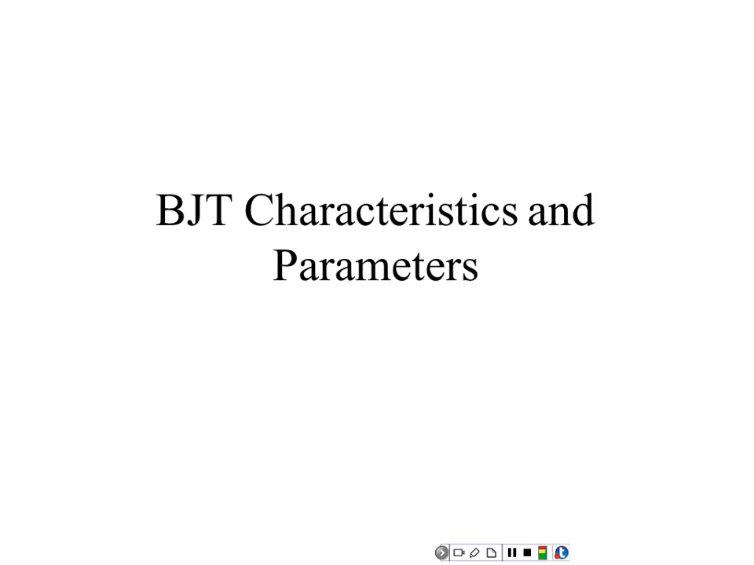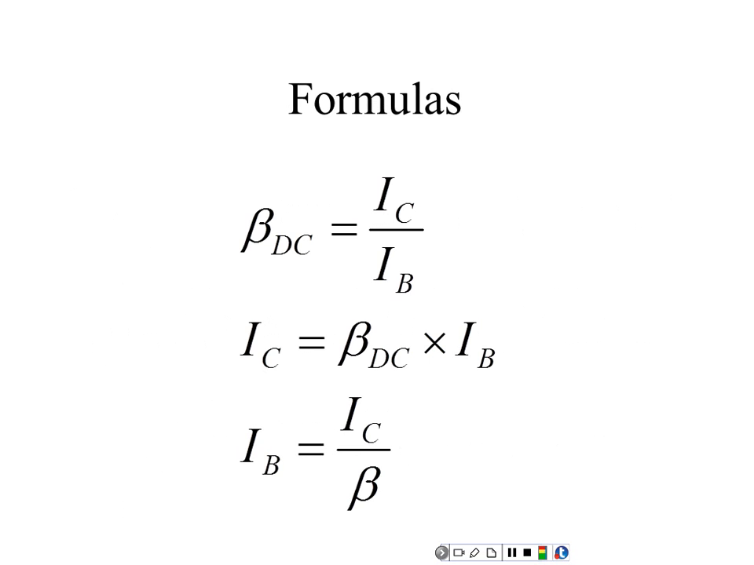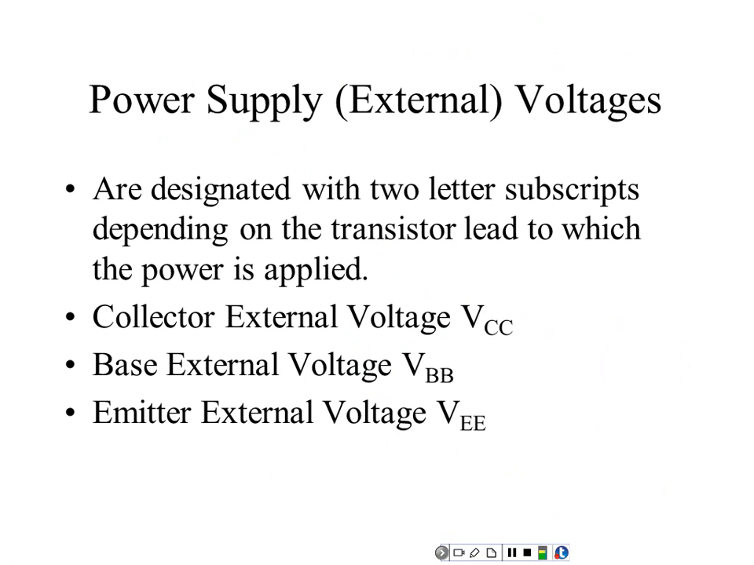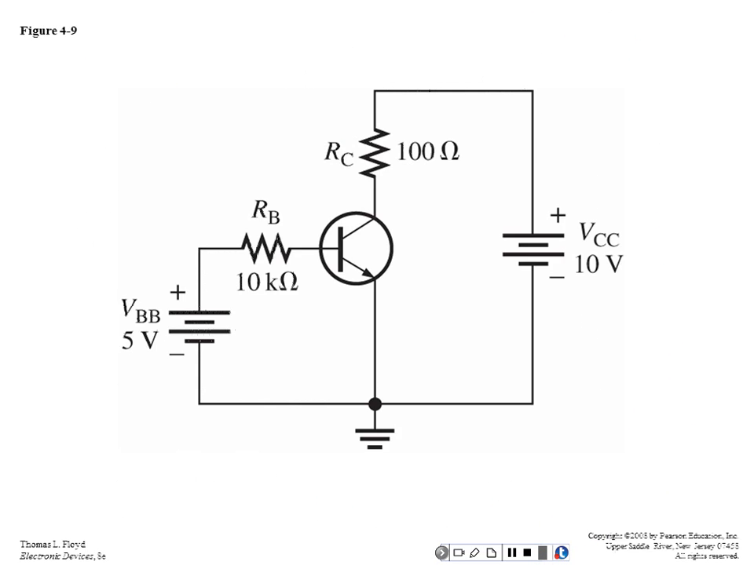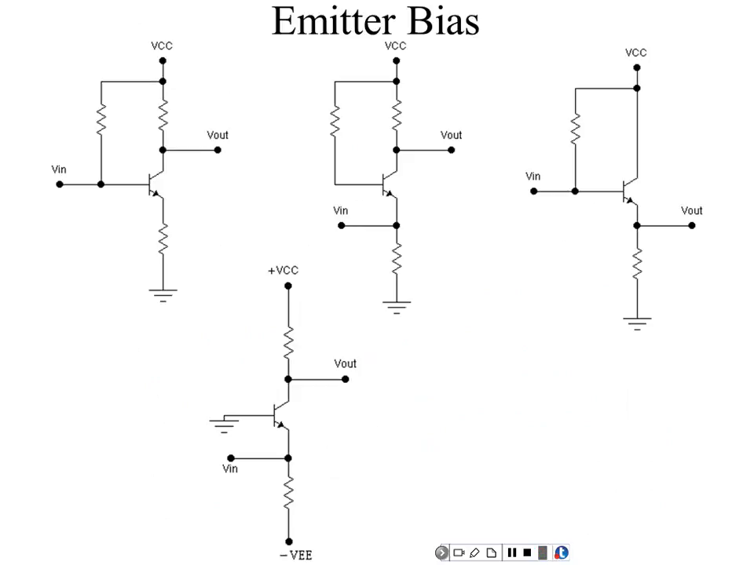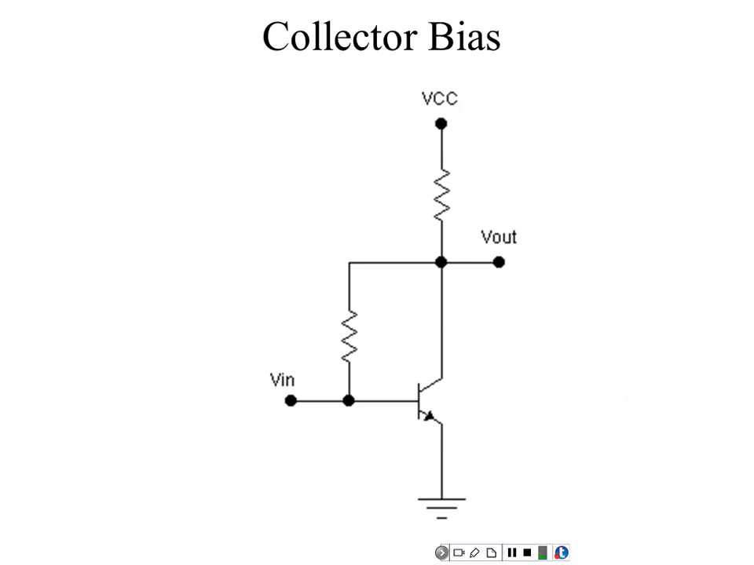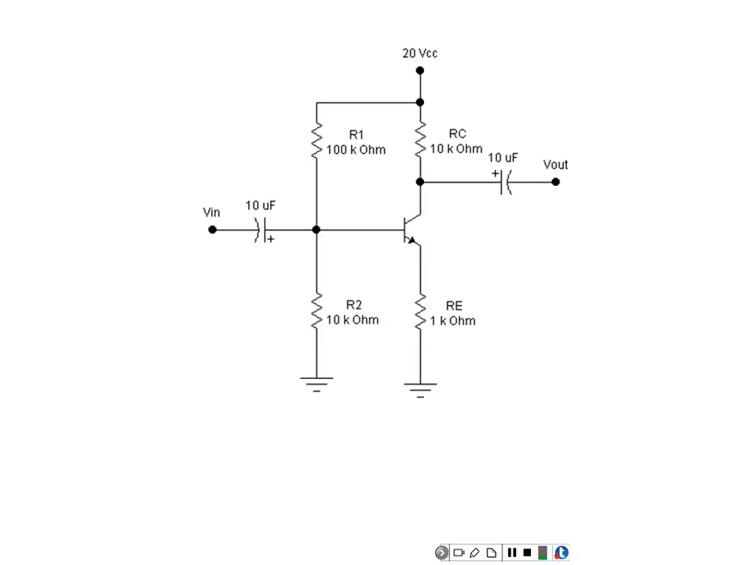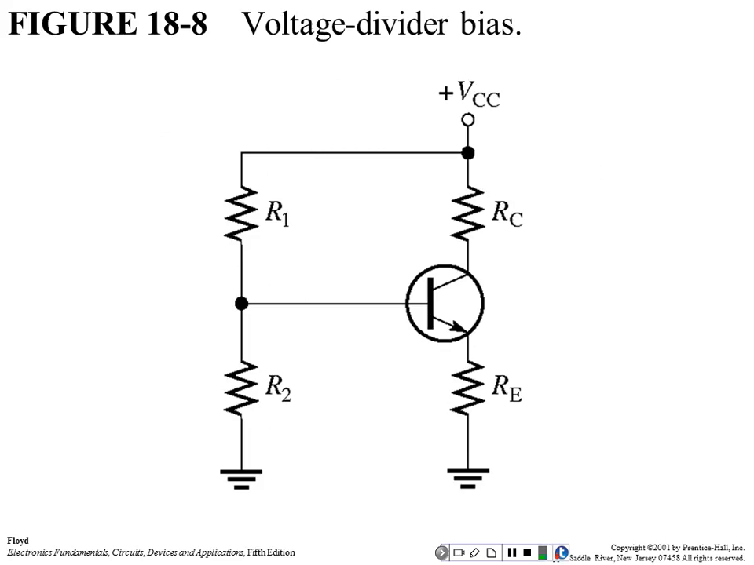So we're going to continue on. We talked a little bit about beta, and we'll look at it in a little more detail. See what we're getting into. Different ways we can bias it. This is the one right here for the active region. This is the one right here: voltage divider bias.